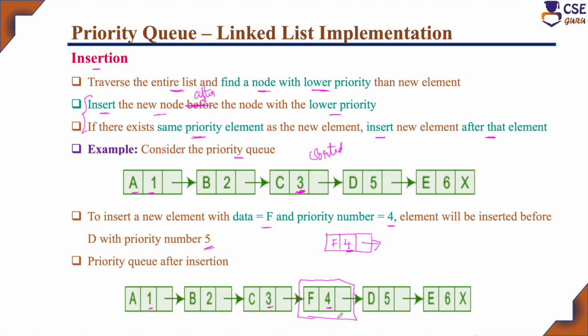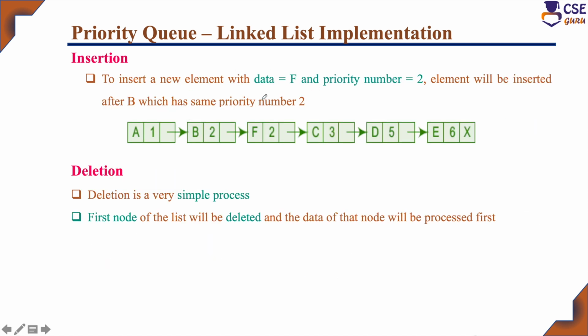Now this will be inserted after the element C with priority number 3. That is, the element D with priority number 5 was there before. Now the new node will occupy this position. Now this is the new linked list after this new node insertion. Suppose you want to insert a new element F with priority number 2. So in this case, what do we have to do?